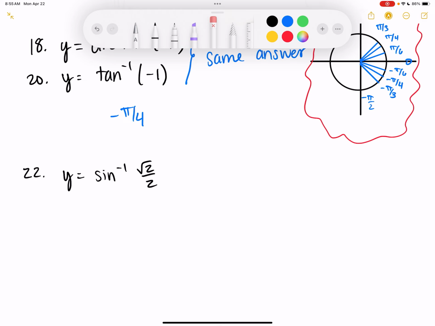Pi over 4. So sine is root 2 over 2 here, and that angle is pi over 4.